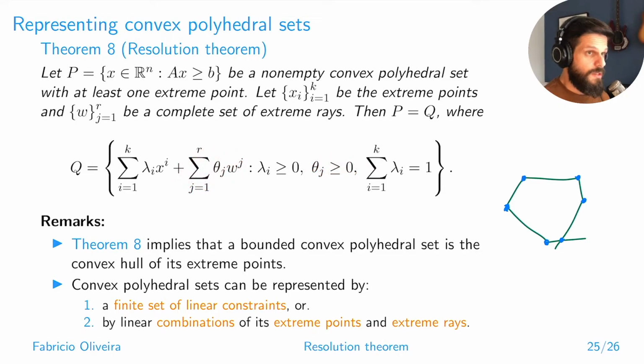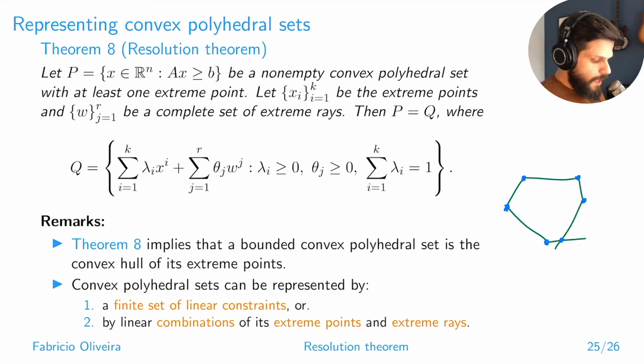Which is something that you can prove using this. But I think that the most important consequence is this. It basically means that we have these two alternative representations for polyhedral sets. One where you implicitly represent all extreme points and extreme rays with a finite number of constraints defining half spaces and looking at the intersection of them. And the alternative representation is doing linear combinations of the extreme points and extreme rays, in specific convex combinations of extreme points and conic combinations of extreme rays.